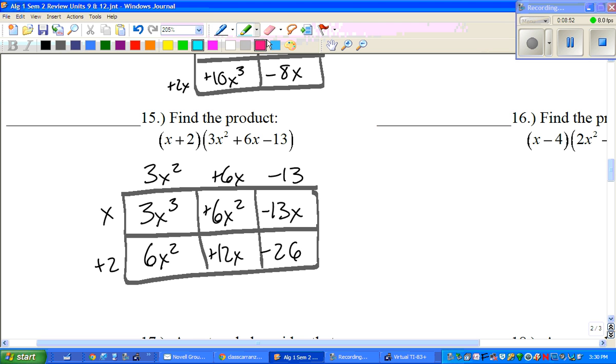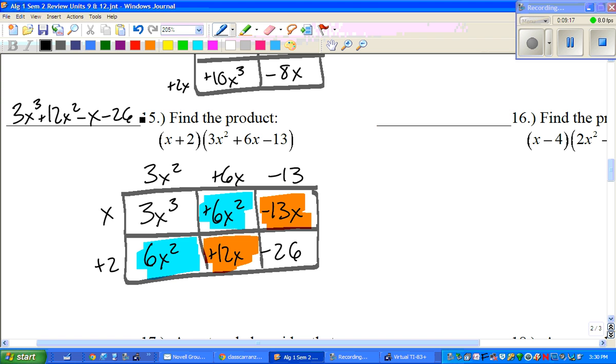minus 26. Okay, and now I'm looking for my like terms. There they are. So our final answer is 3x cubed plus 12x squared. We got minus x minus 26. And that's your final answer.